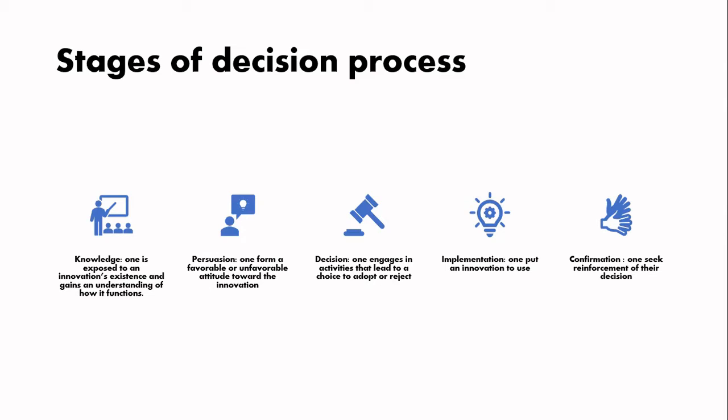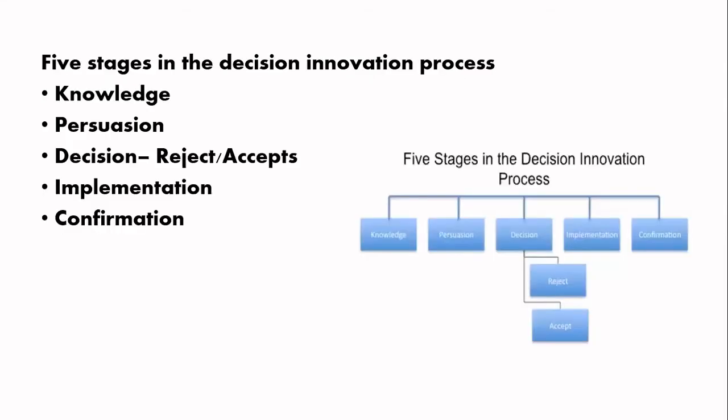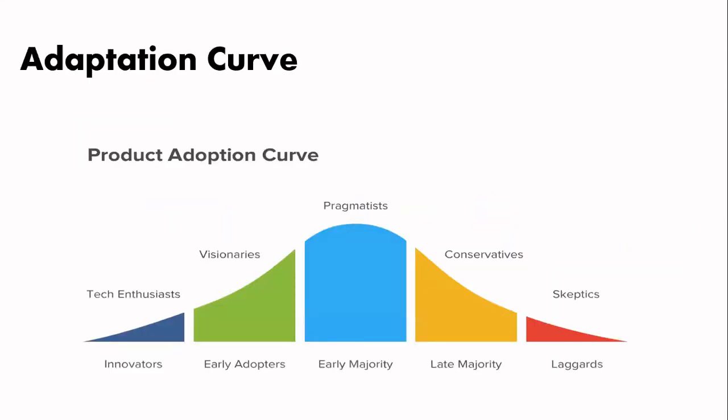Imagine he adopts and uses the product, and then he searches for reinforcement or further information to make further effective use of that technology or product. That is called confirmation. So: knowledge, persuasion, decision, implementation, and confirmation. These are the five stages of the innovation decision process.